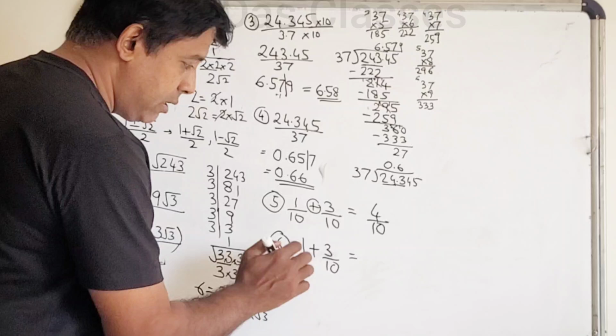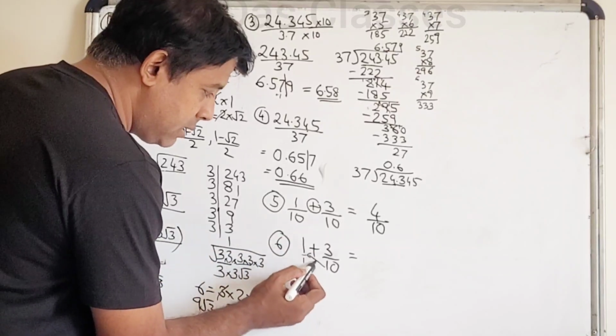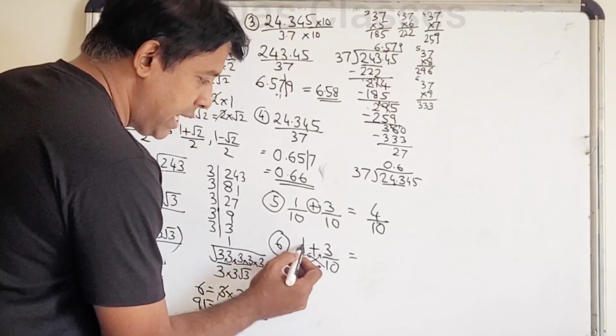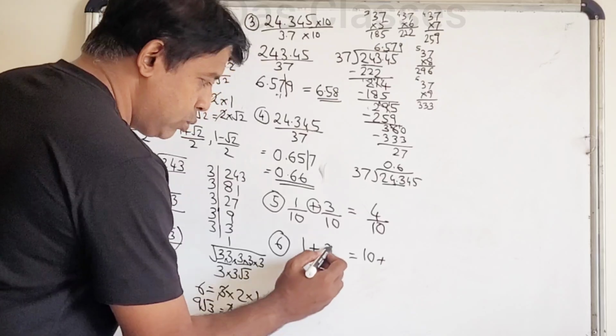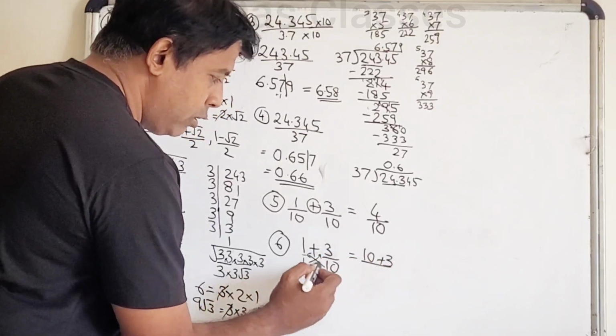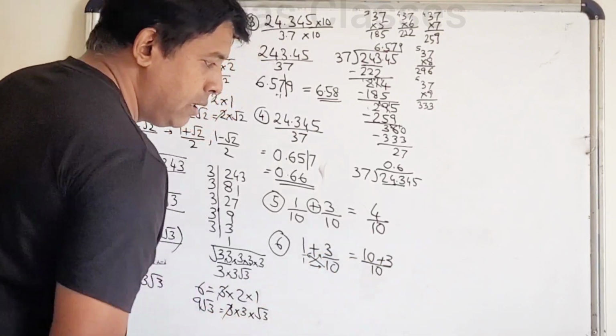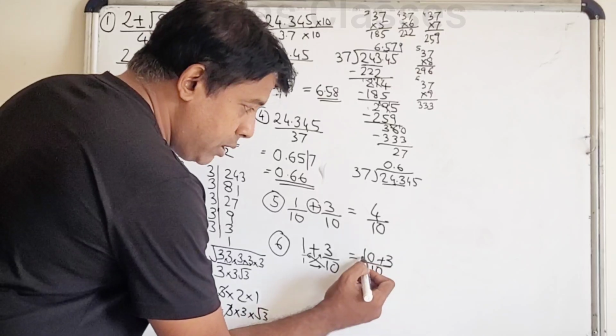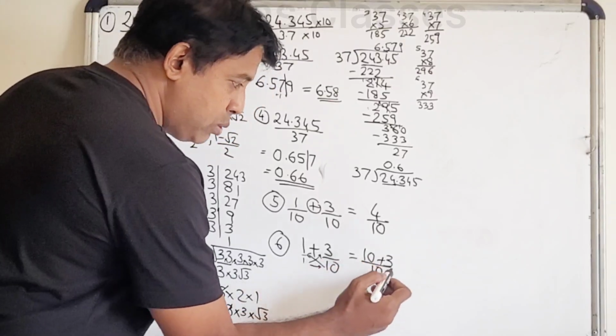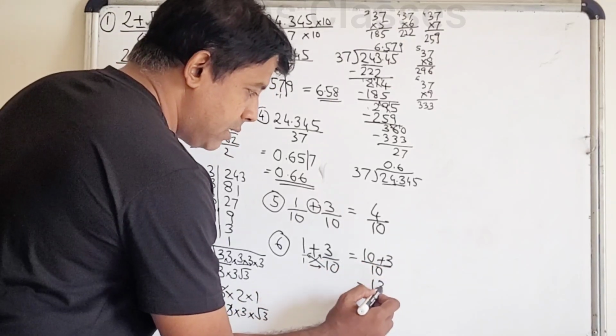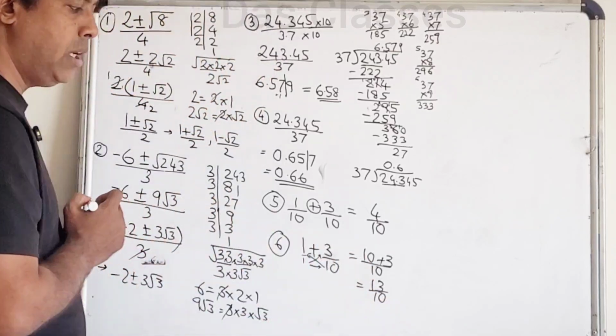Okay, so how do you cross multiply? This by this, this by this, and this by this. So 10 ones are 10, plus 1 3s are 3, upon 1 into 10. Again, don't cancel over here because there's a plus sign. You need to solve it, and you will get 13 upon 10. So this is going to be the answer.